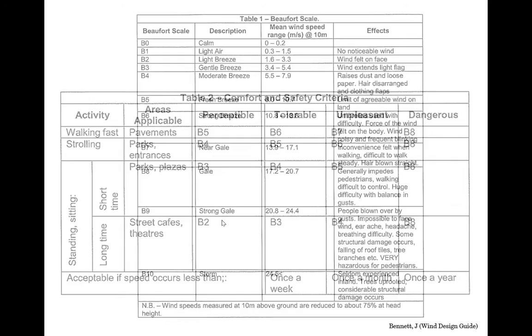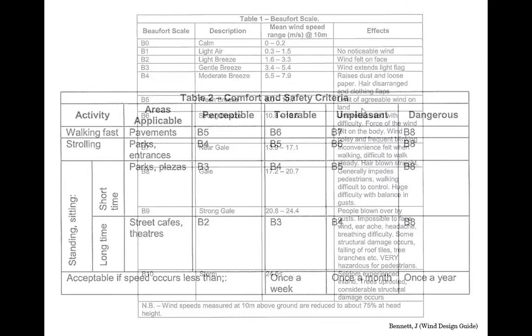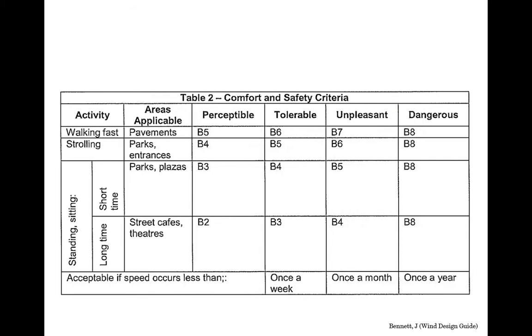So what they're looking at is, for different activities in the city, how would we judge the wind? For example, if we go back, let's look at our B5. Fresh breeze, 8 to 10 metres per second, limit of agreeable wind on land. So, in this design guidance, if you were designing a park or an entrance, B5 would be considered tolerable. So it would be considered kind of acceptable. Okay? If you went to the next velocity, B6, that would be considered unpleasant. And if you went up to B8, that would be considered dangerous.